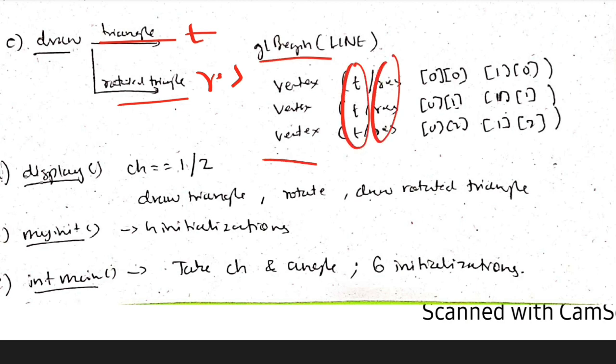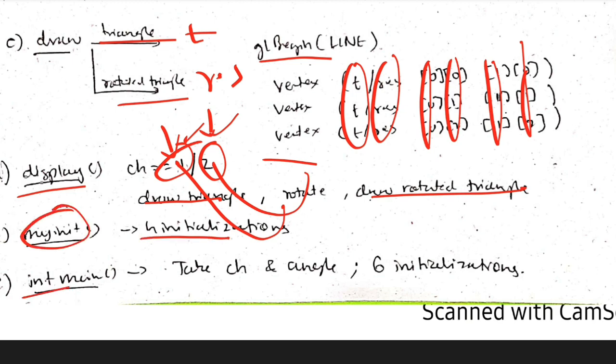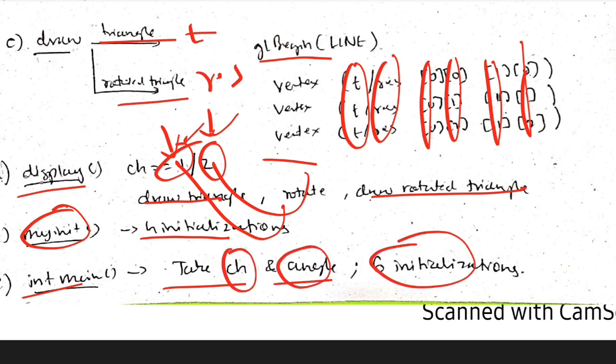In between that, just change the matrix name, and these 3 things will be same, 0 0 0, 1 1 1, 0 1 2 0 1 2. Display function, 2 choices, 1 or 2. If it is 1 or 2, both of the cases, draw triangle, draw rotated triangle, and in between you will change if it is the normal triangle or rotate. Rotate with respect to origin for the first one, and for the second one it is rotate with respect to the fixed point. That function you have to call. My init function for initializations, same goes for main, take choice and angle, save it and call 6 initialization functions, and that marks the end of the second program.